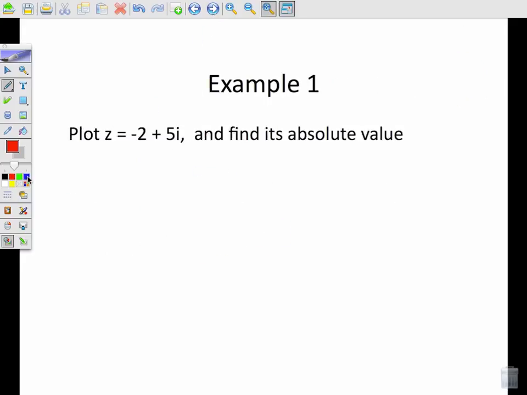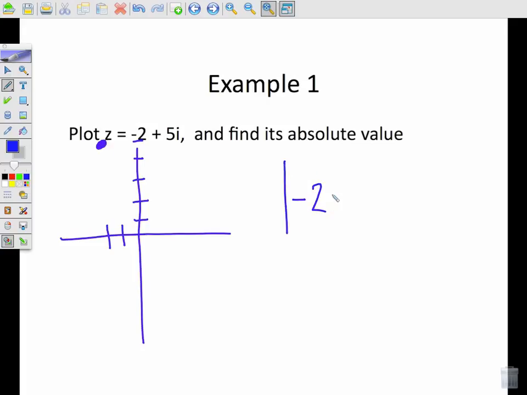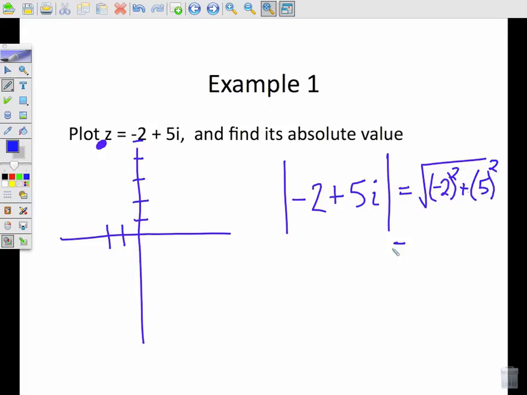All right, we're going to plot this point and find its absolute value. So plotting the point, you go -2 and then up 5. Here it is. So then the absolute value of -2 plus 5i would equal the square root of -2 squared plus 5 squared. This equals the square root of 4 plus 25, which is equal to the square root of 29.